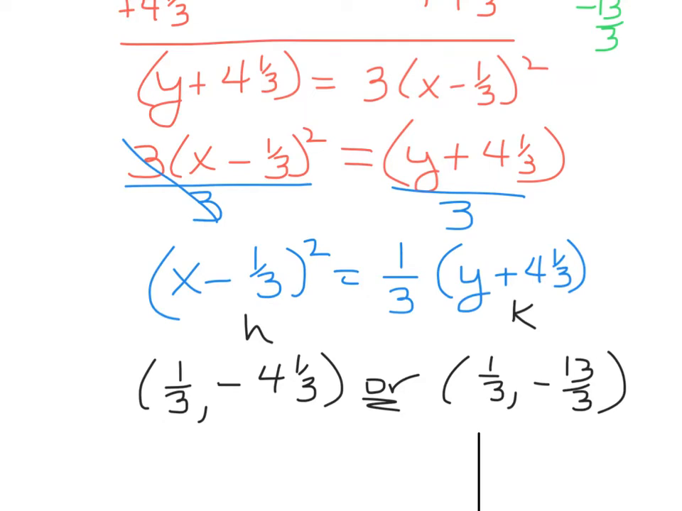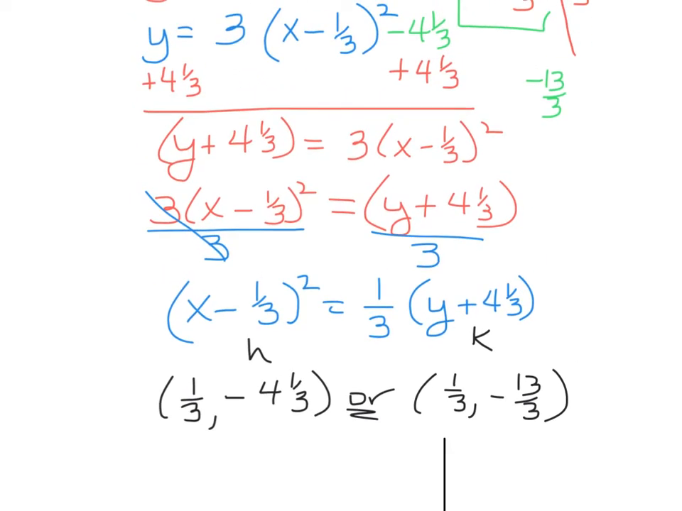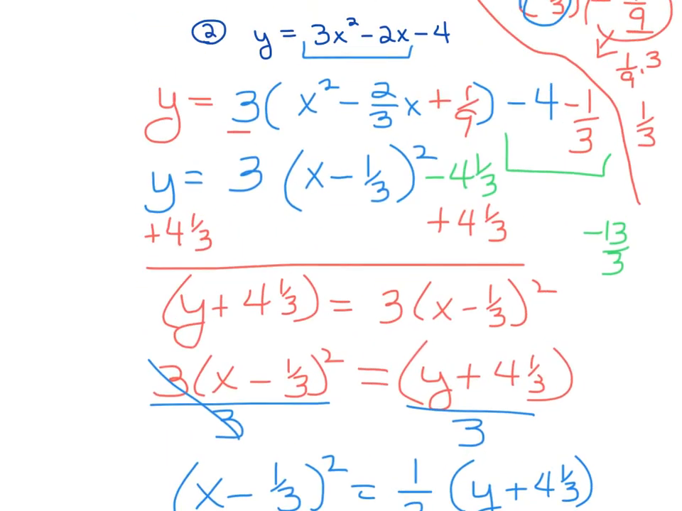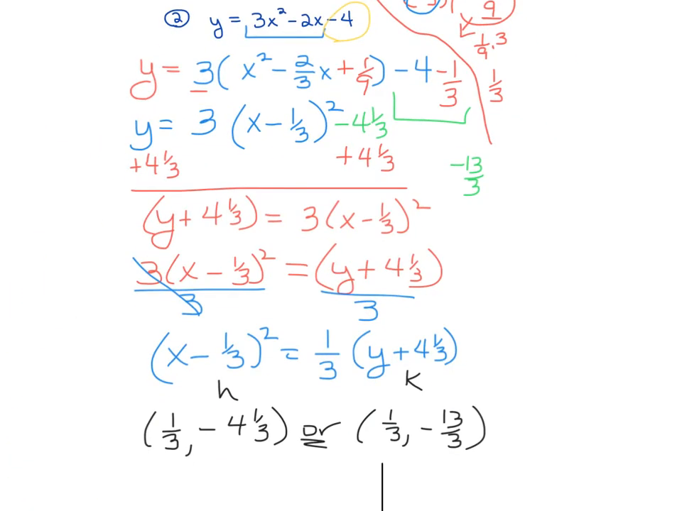Okay, so now I need to come up with a second point so I can get my U shape. So again, I'm going back to the beginning, because if it's in standard form, which it is, my y-intercept's staring at me right here. It's just (0, -4). But again, I'll show you the math.